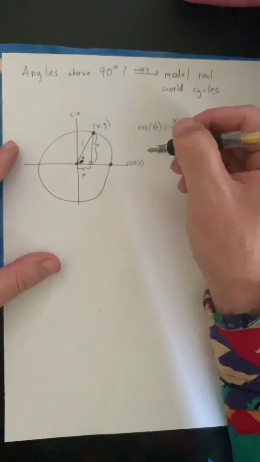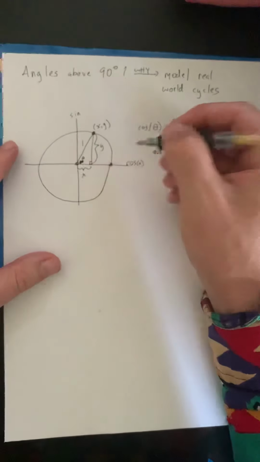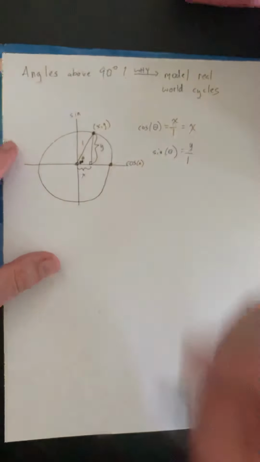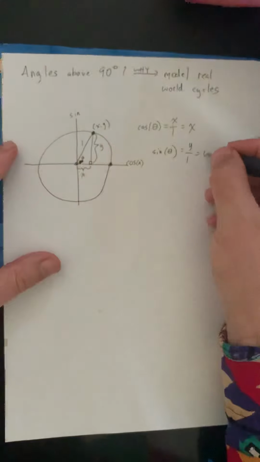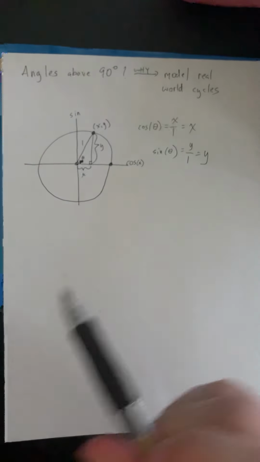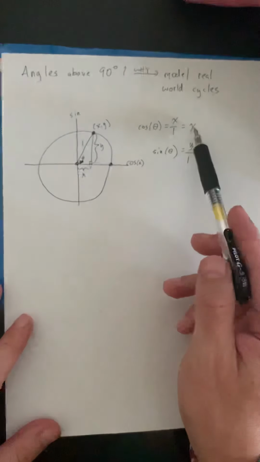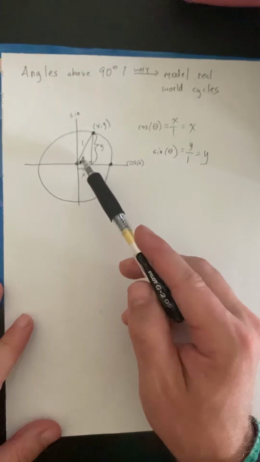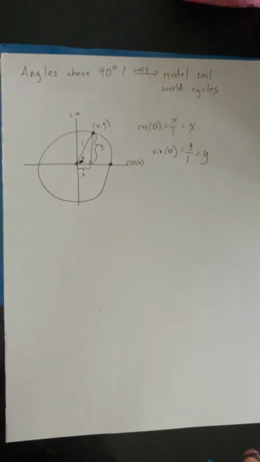It's the vertical distance to the point. We can call that just y, the y coordinate. So this is y over 1, also known as y. So if your hypotenuse is 1, the cos of this angle is basically the same thing as the x-coordinate of the point, and the sine of the angle is basically the y-coordinate of the point.